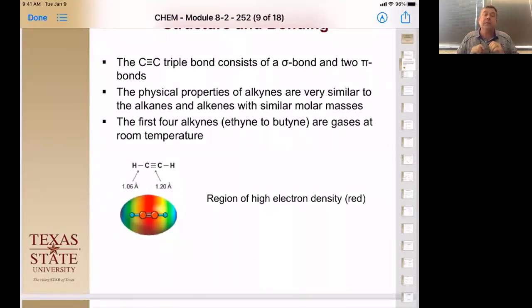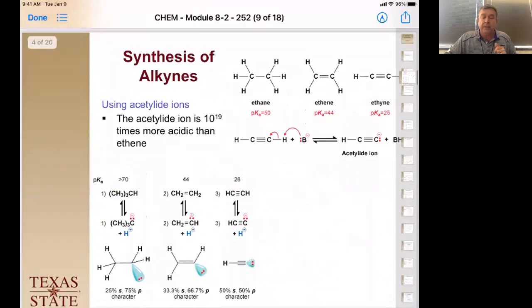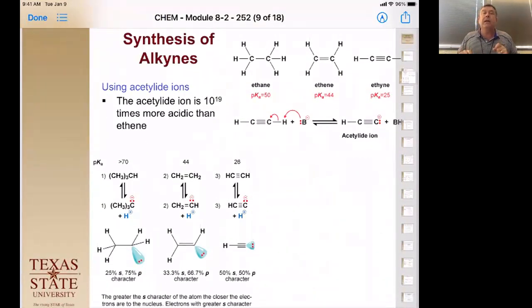And we also saw something special about the carbon-hydrogen bond there. Because of the hybridization, we saw that the proton on the alkyne was the most acidic of the hydrocarbons. It had the most s character. It had the lowest pKa. It's the most acidic. So that's telling us something about the alkyne itself.